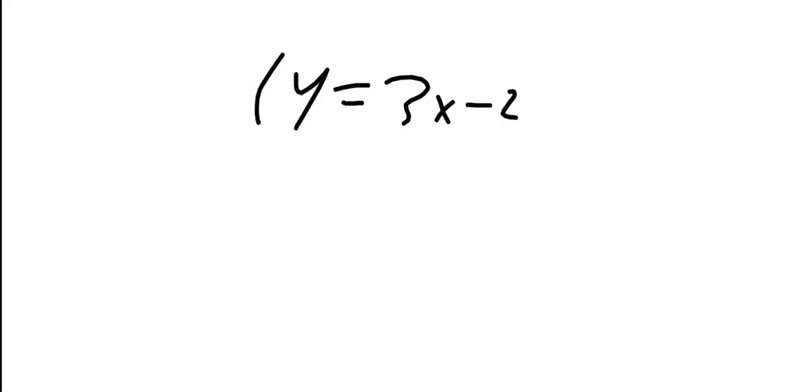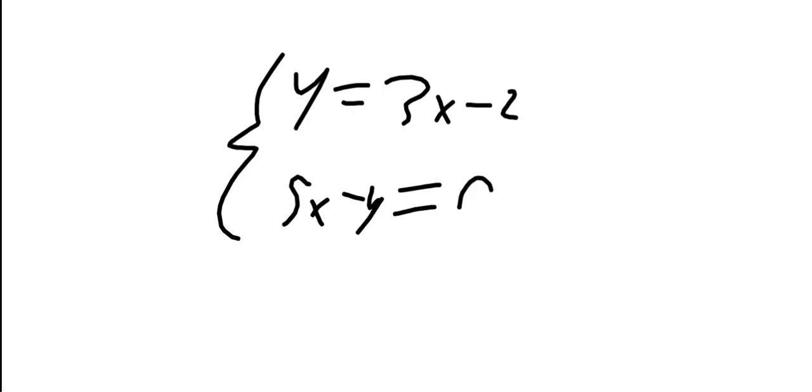So let's go over how to solve for variables with two equations. Let's take the equation y equals 3x minus 2 and a second equation 5x minus y equals 6.